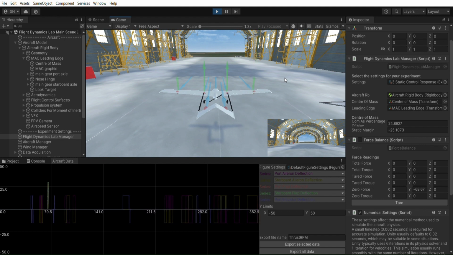With the ailerons, there and there, which is to be expected, and with the flaps, there's increased lift, and finally with the elevators, which is to be expected.